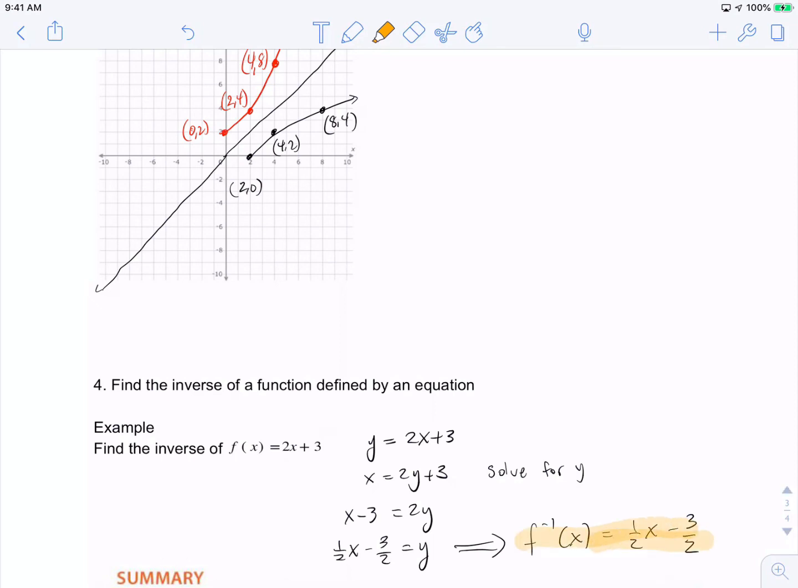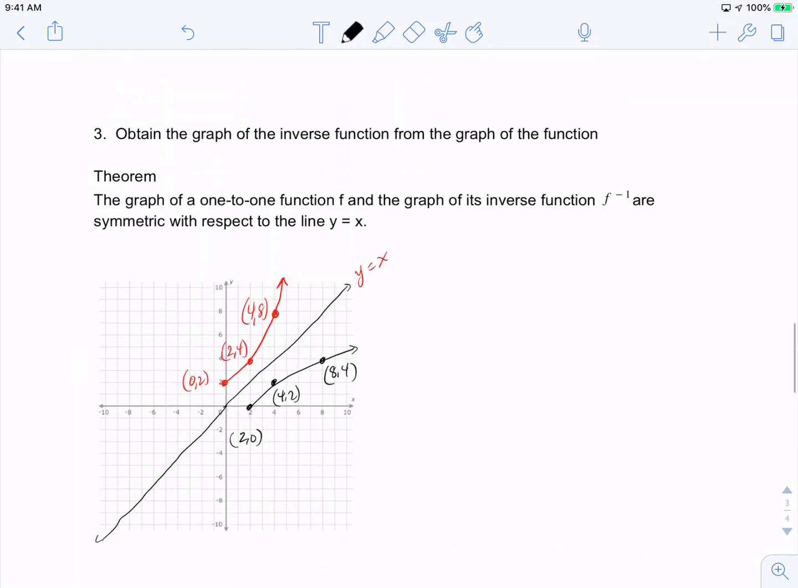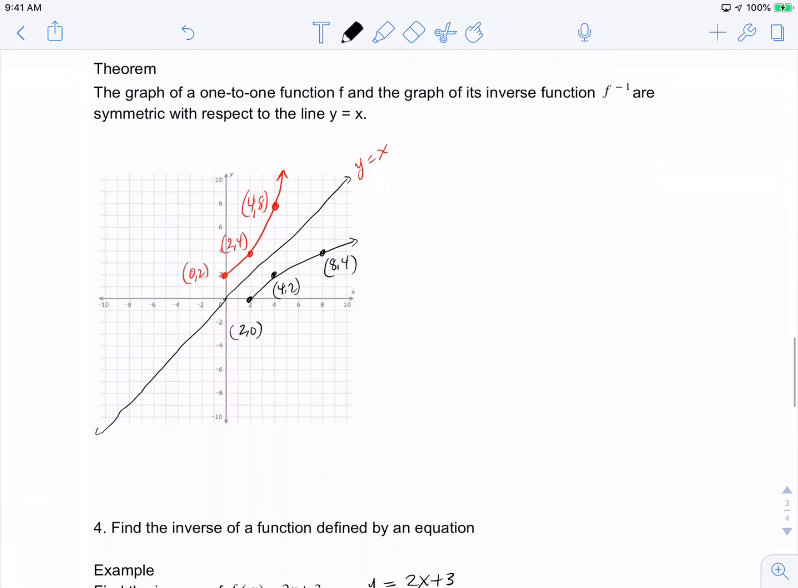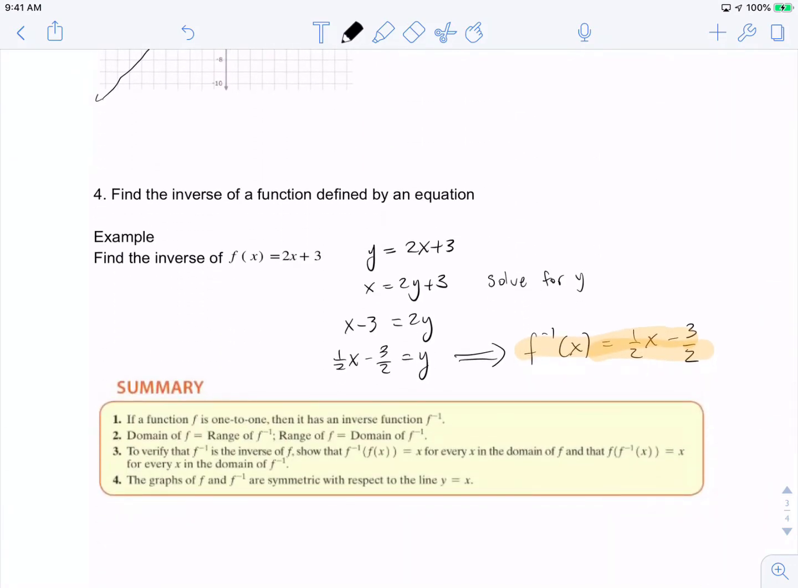That is the inverse, and you could test that by doing this method here to it. You should get x with both of those.